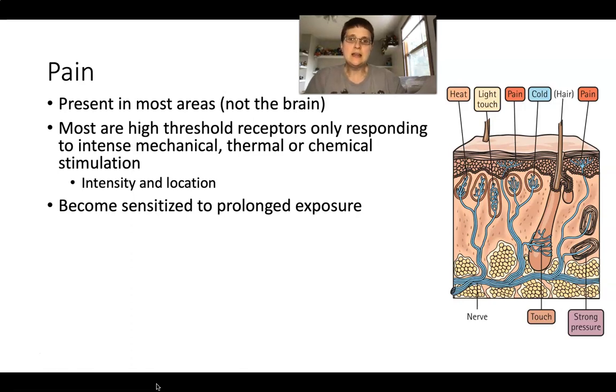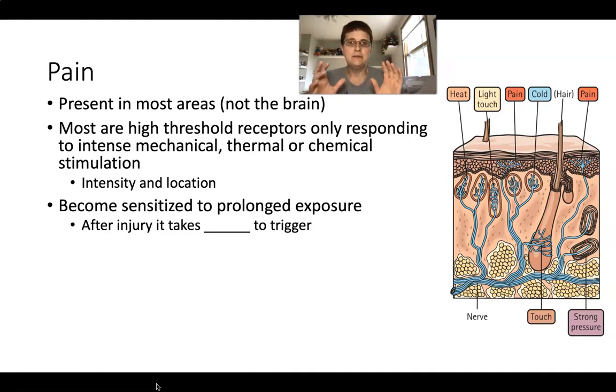Now, the interesting thing about pain receptors, which we don't see as much with pressure or temperature receptors, is that pain receptors actually become sensitized to prolonged exposure. So what do I mean by this? After an injury, it's going to take less to trigger them to start firing again. So it's going to take less of a reaction of some sort to get them to fire.